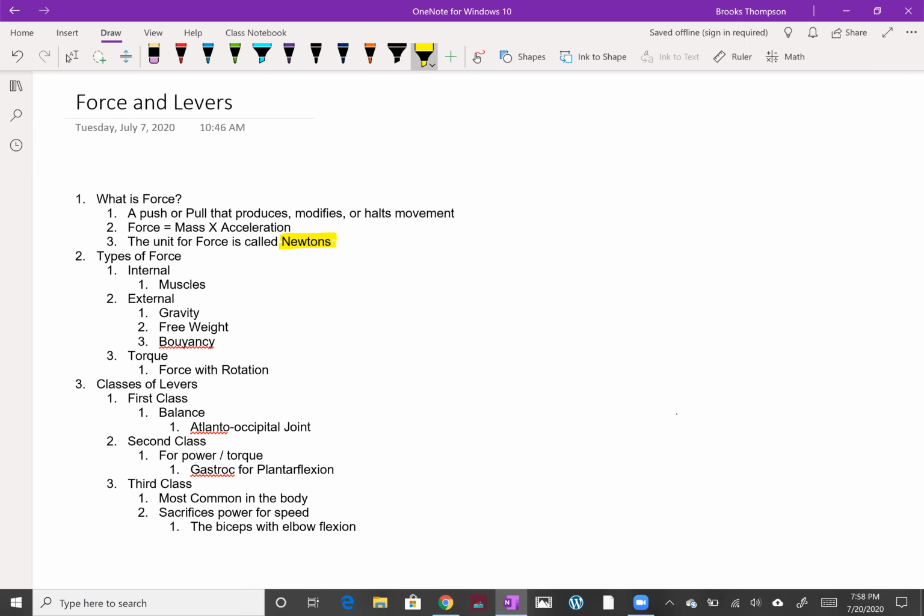So how do we create this rotation? Well, we create it through levers in our body. So we have three types of levers, super easy to know the names: first, second, and third class lever. So a first class lever, draw little examples here. So this is the fulcrum, which is the pivot point.